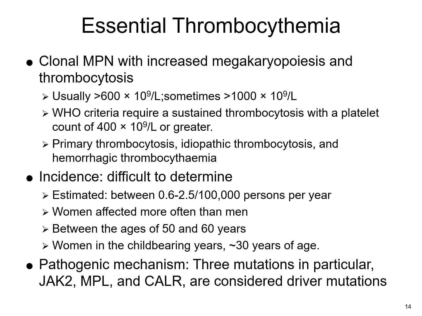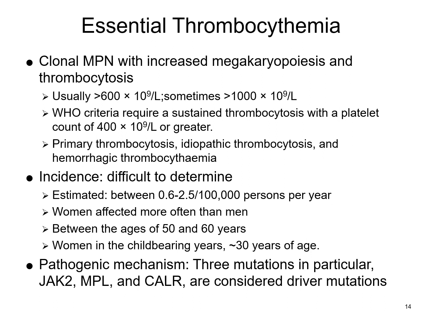Essential thrombocythemia is a clonal myeloproliferative neoplasm that has an increased megakaryopoiesis and thrombocytosis. So usually you'll have your thrombocytosis that's going to present with a platelet count greater than 600. Sometimes it can reach as high as greater than 1,000. However, the WHO criteria requires that the patient have a sustained thrombocytosis with a platelet count of 400 or greater. Over the years, it has been also known to be called primary thrombocytosis, idiopathic thrombocytosis, and hemorrhagic thrombocythemia.